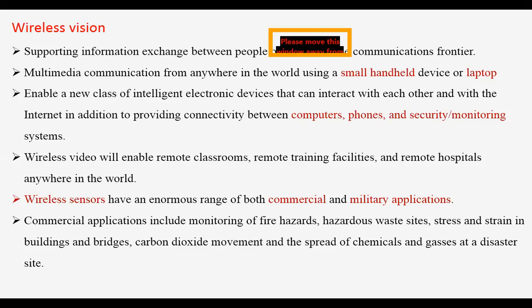Wireless sensors are one more important aspect of wireless communication. Wireless sensors have an enormous range of both commercial and military applications. You will be studying wireless sensor networks as another subject. Here I just want to mention that the technology is wireless. Commercial applications include monitoring of fire hazards, hazardous waste sites, stress in buildings and bridges, carbon dioxide movement, and the spread of chemicals and gases at a disaster site. All these are applications of wireless sensor networks. But this sensor network, again, is wireless, which is very, very important.